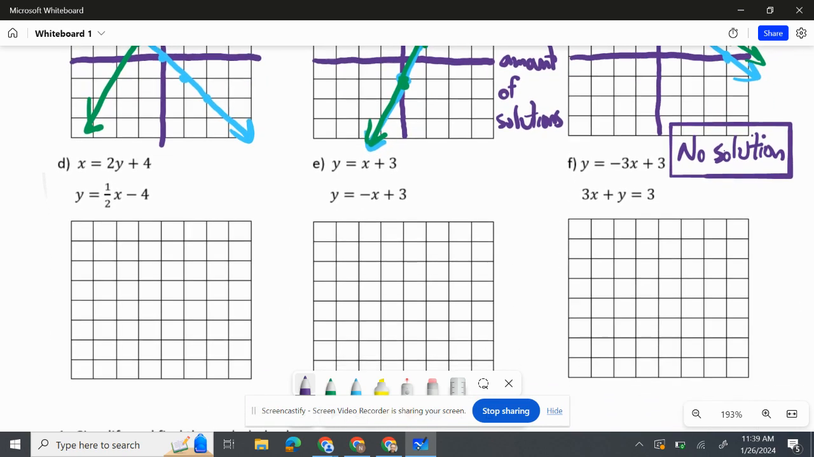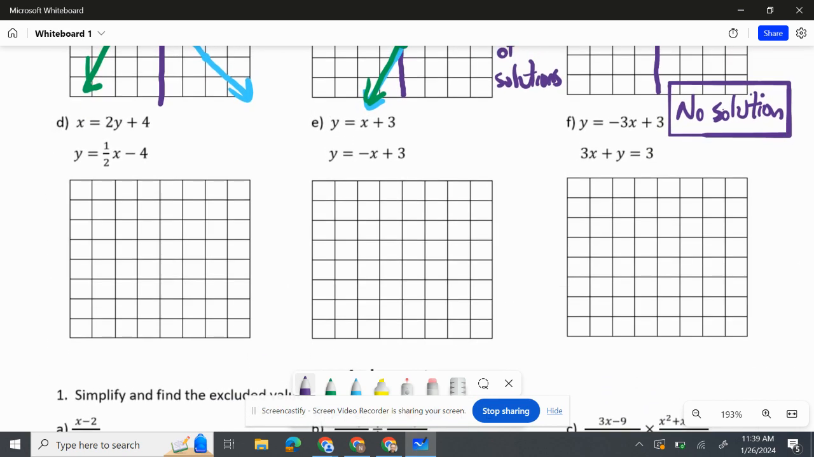Now, let's look at 3 more. What I'm going to do is I'm going to start with the easy one. So I'm going to start with my second one. I see that my y-intercept is -4. I go up 1 over 2. I'll go up 1 over 2 just to make sure my line is straight.